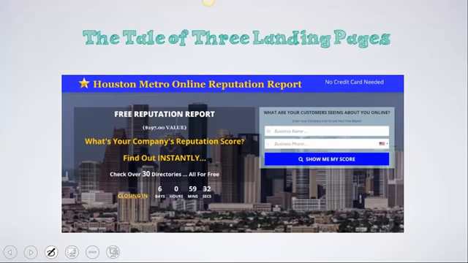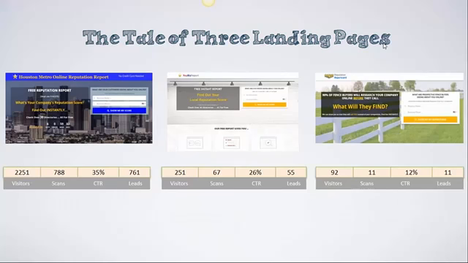Okay, we've got one that had 2,200 visitors, 35% conversion on the scan. Another had 251 visitors with 26% conversion, and one had 92 with only a 12% conversion. Now, let me just ask you, are all these conversions great? I mean, all these conversions are awesome, right? But one is beating out the others dramatically. The question is, which one?